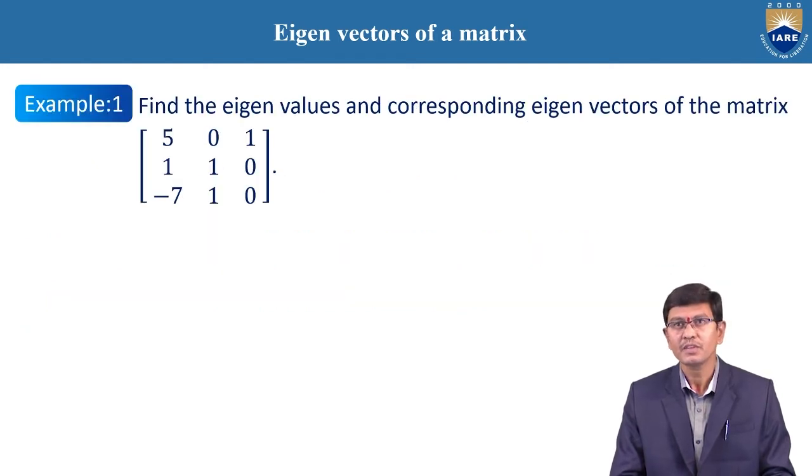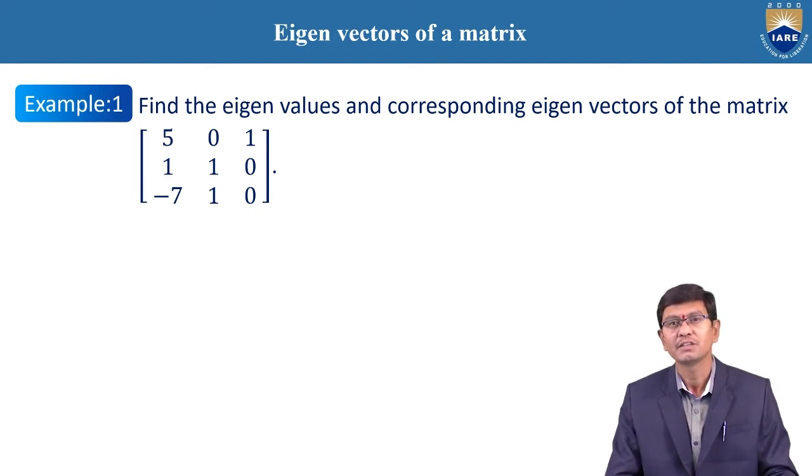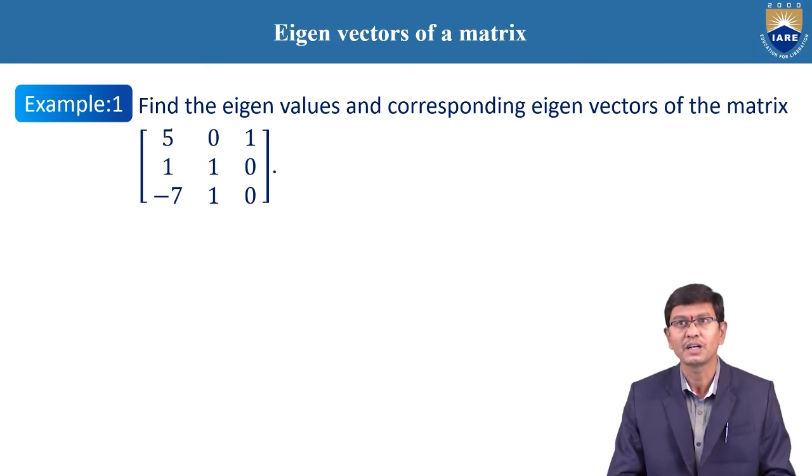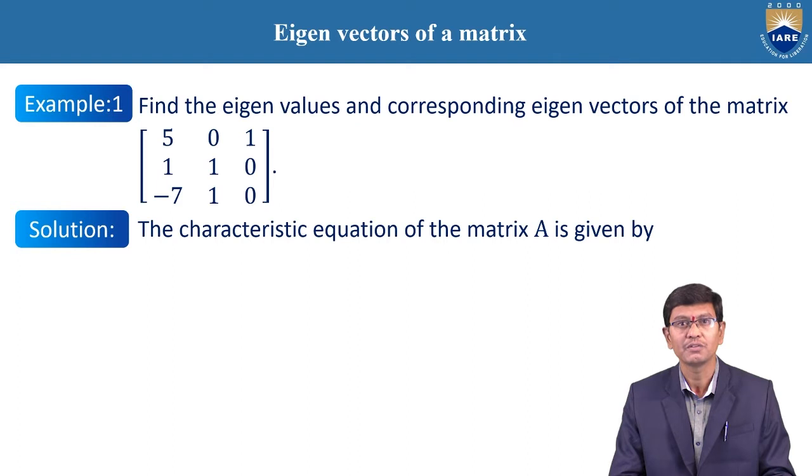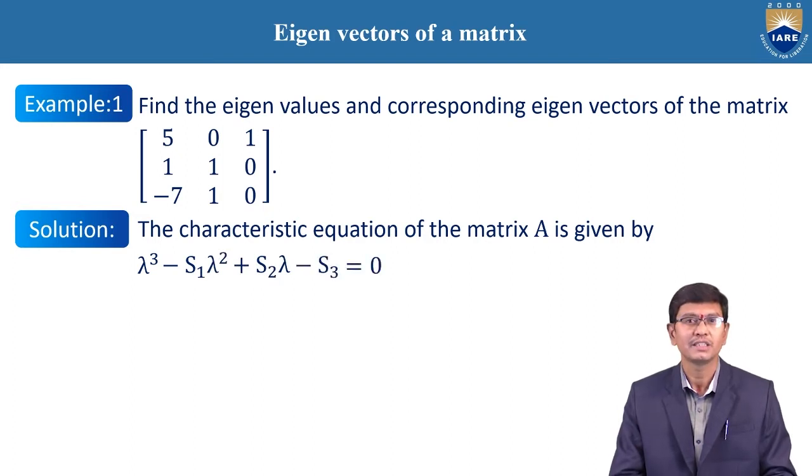For example, let the given matrix A be 5, 0, 1, 1, 1, 0, minus 1, 1, 0. With this matrix we need to find the eigenvectors, but before that we need to find the eigenvalues. So the problem is to find the eigenvalues and corresponding eigenvectors of the matrix. First, find the characteristic equation of the given matrix A: lambda cube minus s1 lambda square plus s2 lambda minus s3 is equal to 0. Let this be equation 1.